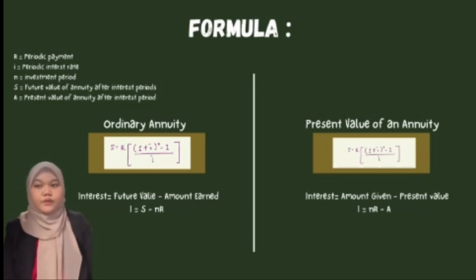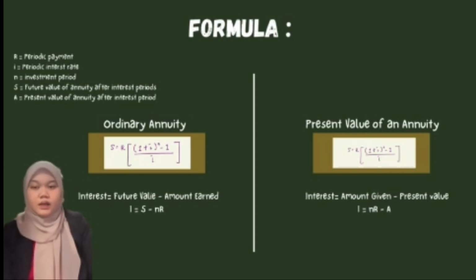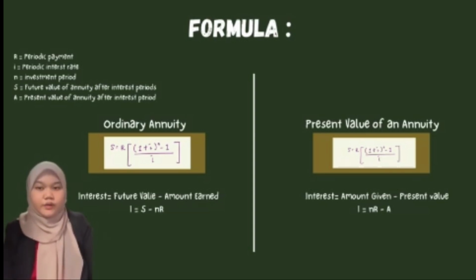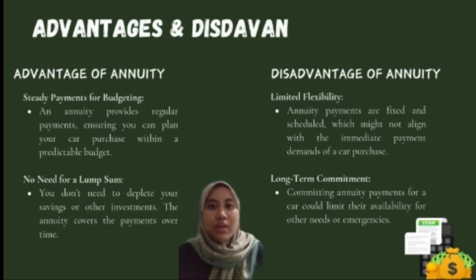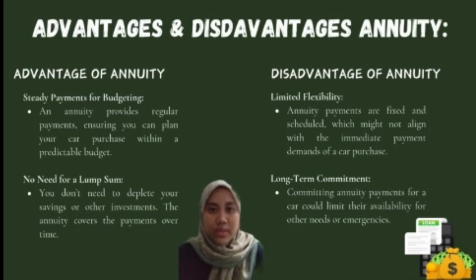There are two ways to find the interest. Under ordinary annuity, we use the future value minus the amount that we earn. Next, for the present value of an annuity, we find the interest by the amount given minus the present value.